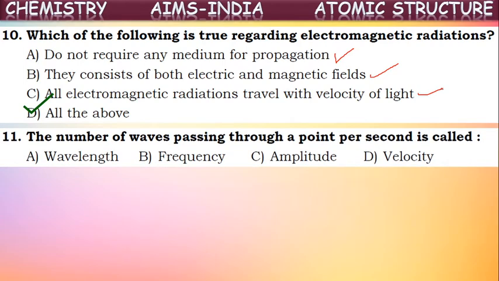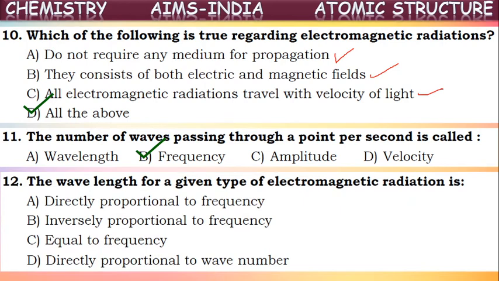Next one. The number of waves passing through a point per second is called... What is it? It is a definition for frequency. The number of waves passing through a point per second is called frequency, nu. Next one. The wavelength for a given type of electromagnetic radiation, is it directly proportional to frequency? Is it inversely proportional to frequency? What is the relation between wavelength and frequency?